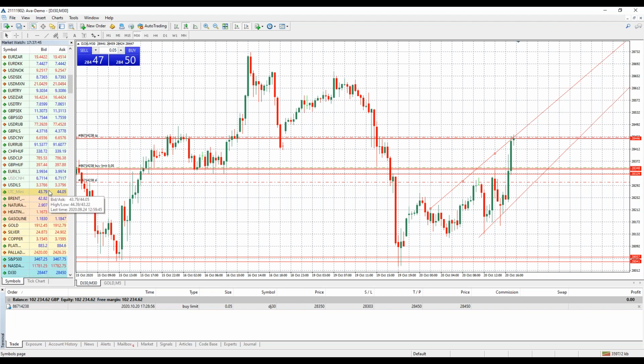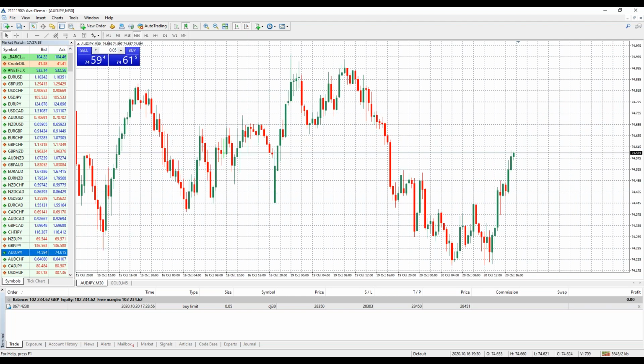And by the way, the strategies we just went over on this index, you can do on any asset. It doesn't have to be on this index. So that's why I spent enough time to fully understand it. Where's the Australian JPY? There it is.